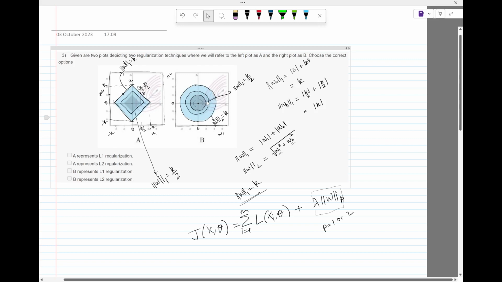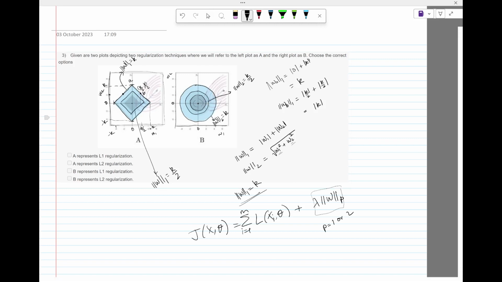But your loss function is something like this. If this is the minimum of your L, this is the contour plot of L. So L is minimum at this region, but at this region your L2 norm is very high. So it will try to trade off where L2 norm is low and loss is also low. So it will try to fit in somewhere over here. This may be your desired region.